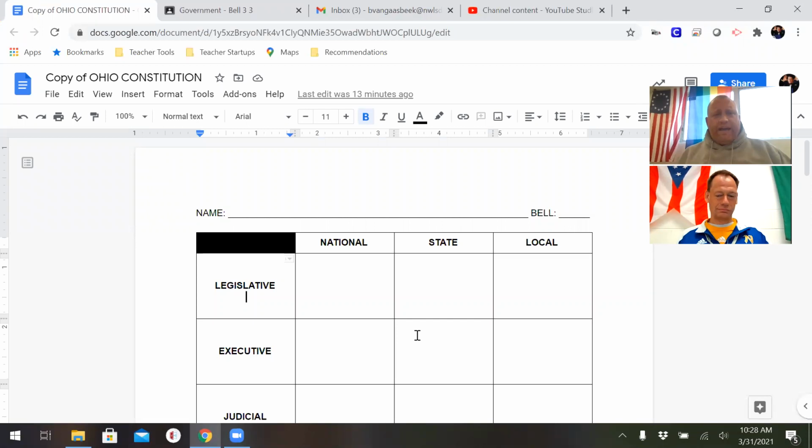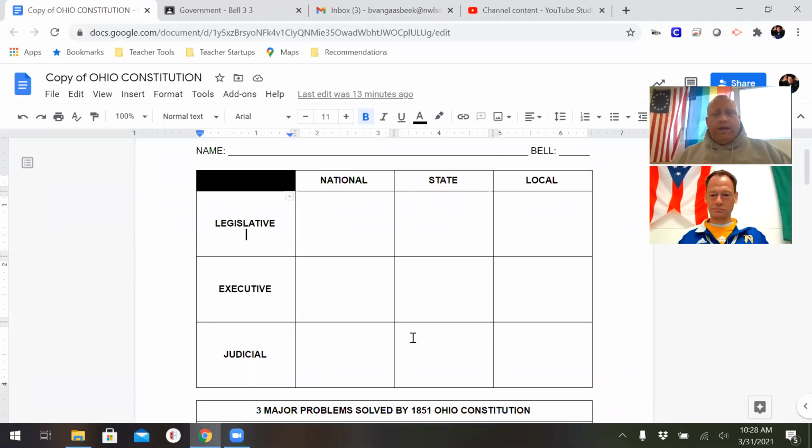So if you bring up the actual Ohio Constitution sheet, the Zoom notes that are posted, you will notice that this chart starts off, and this chart is divvying up legislative, executive, and judicial, national, state, and local. Now, the first thing that I always like to do with this is to remind everyone what each branch does. So does anybody remember what the legislative branch does?